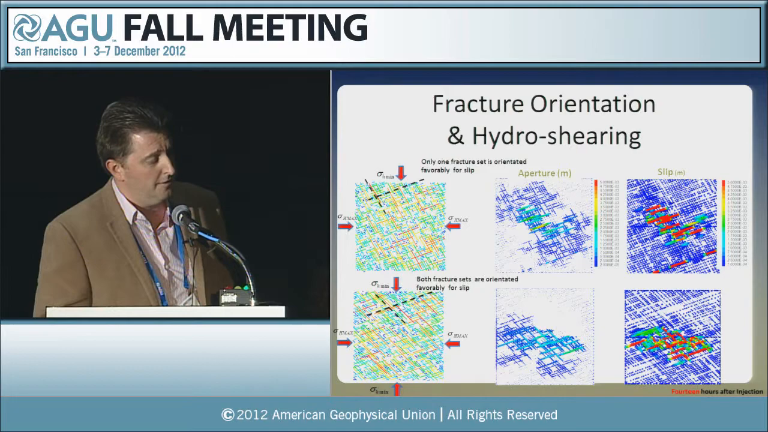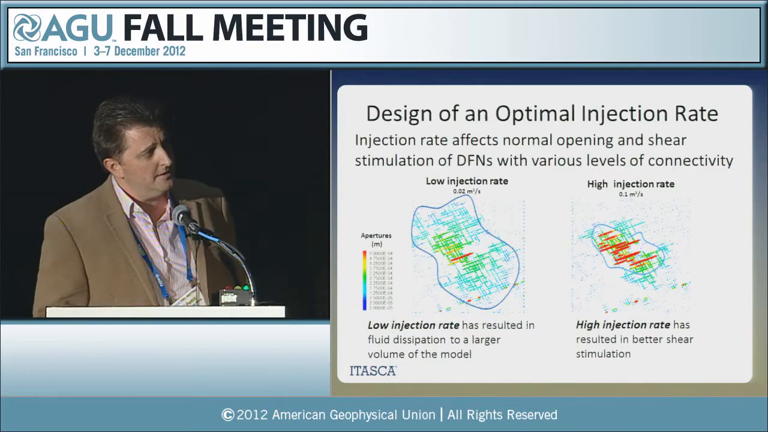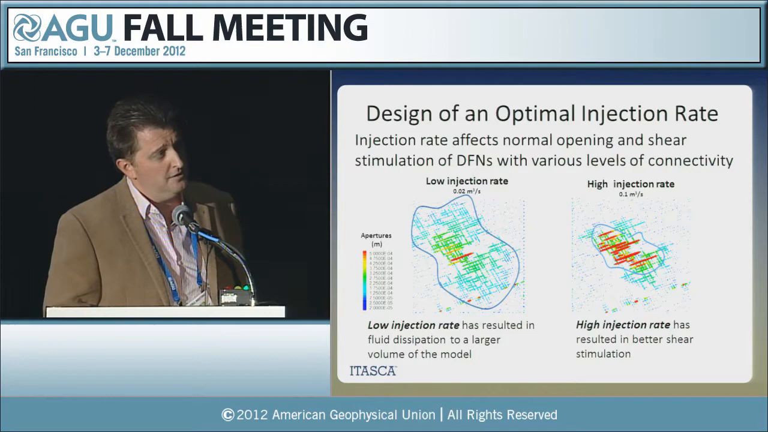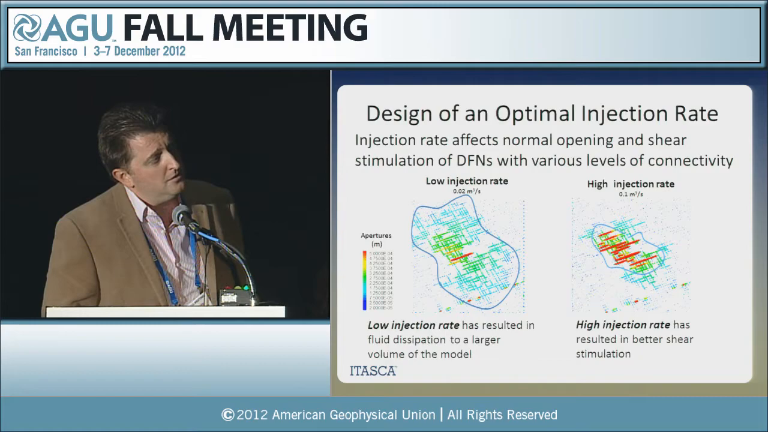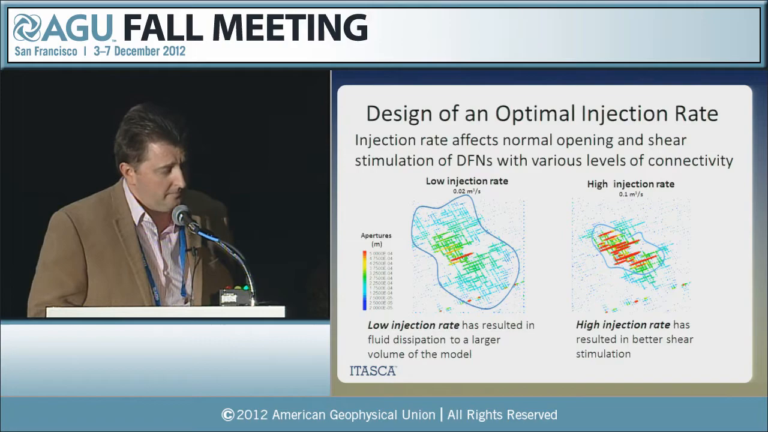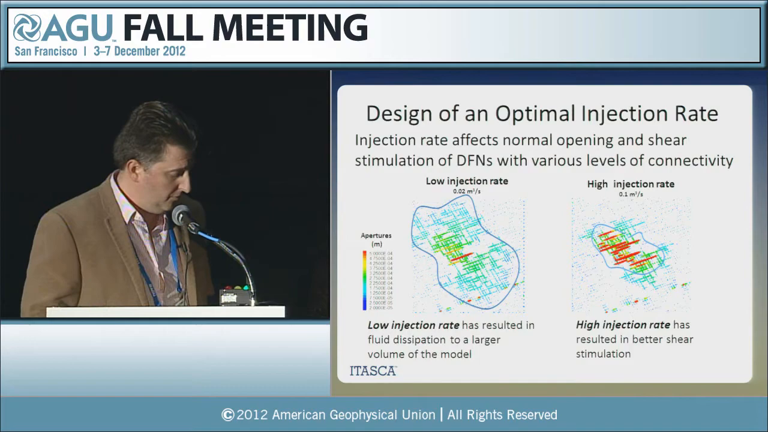In this third example, we look at injection rate. On the left-hand side, we're injecting at a much lower rate than on the right-hand side. And what this lower rate means is that we get fluids dissipated further into the rock mass, so we're stimulating over a much larger area, but we don't stimulate as well. Hydro shearing does not occur as efficiently as when we inject at a higher rate. At a higher rate, we don't stimulate such a large area, but we stimulate those fractures much better. So there's obviously a balancing act going on here between all these different parameters that go into producing an EGS.